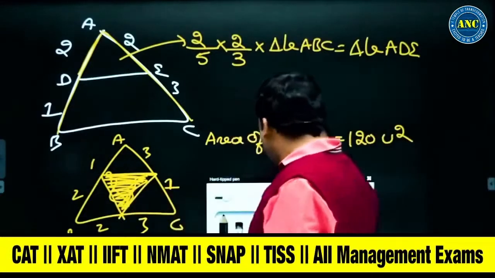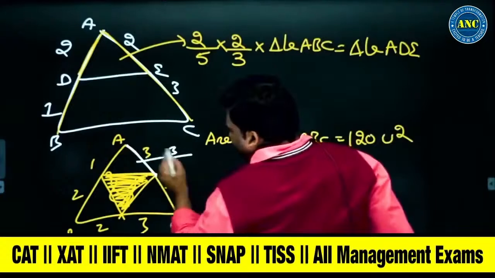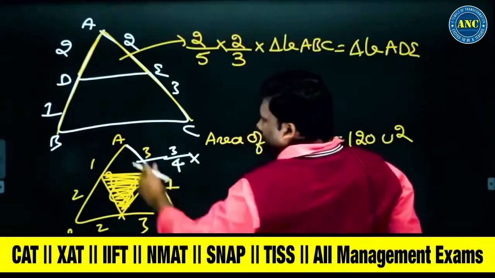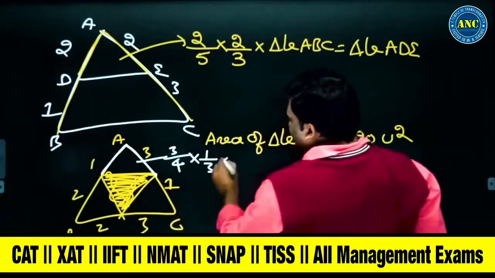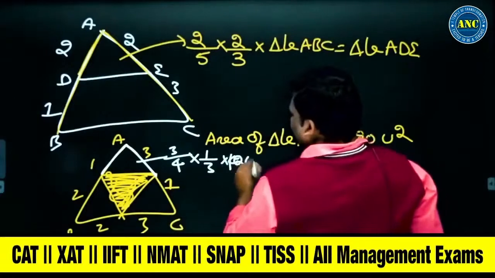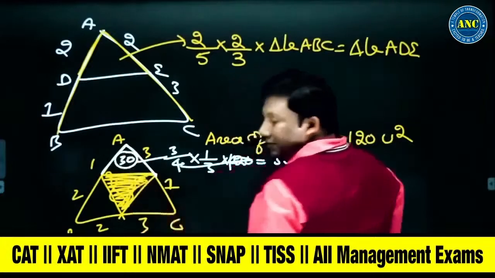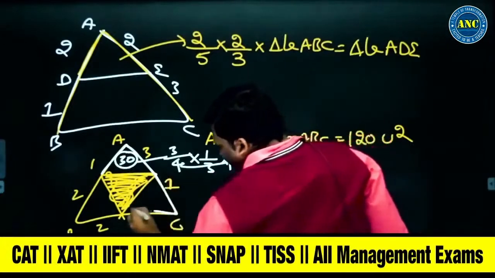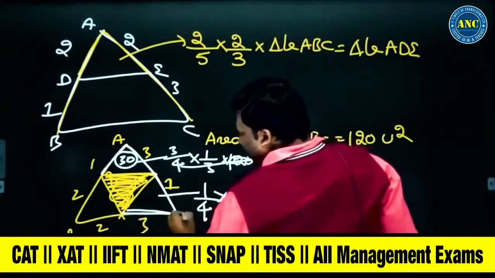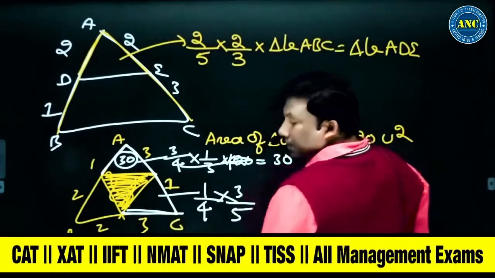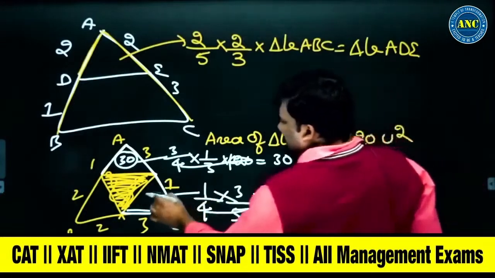Very, very easy. This is how many parts? 3 parts out of total 4 parts. Are you all with me? This is 1 part out of total 3 parts, into 120. 4 3s are 12, 12 10s are 120. This is 30. Take any 2 sides. This is 1 part out of 4 parts, and this is 3 parts out of 5 parts, into 120. 6 3s are 18.